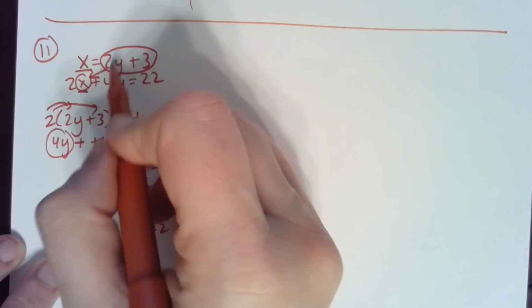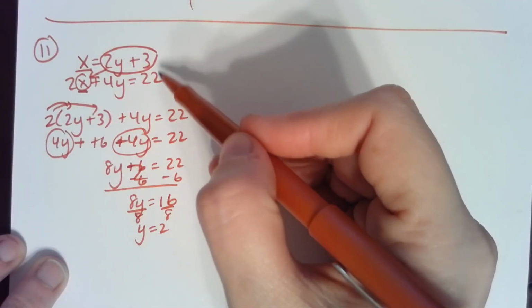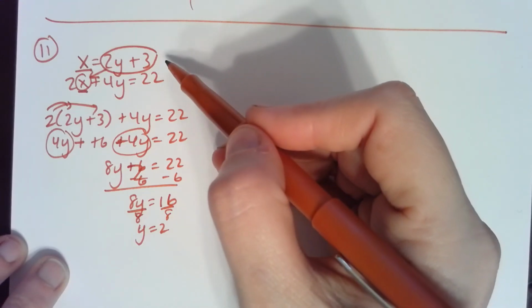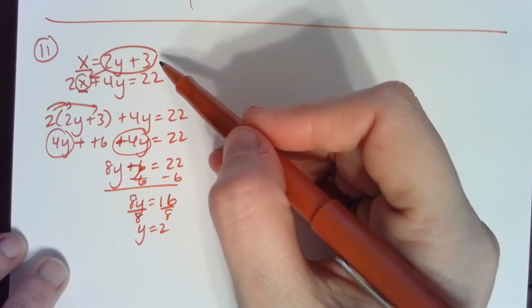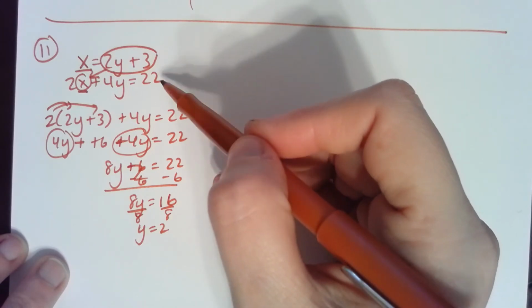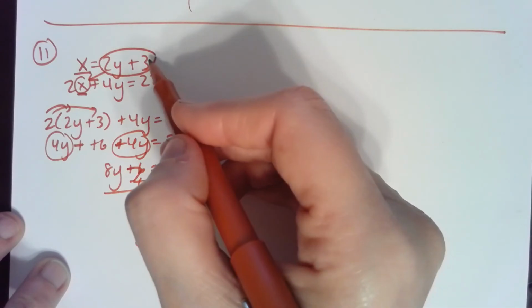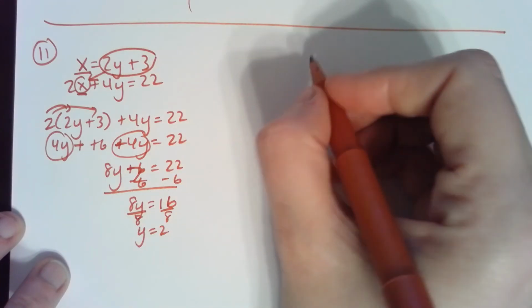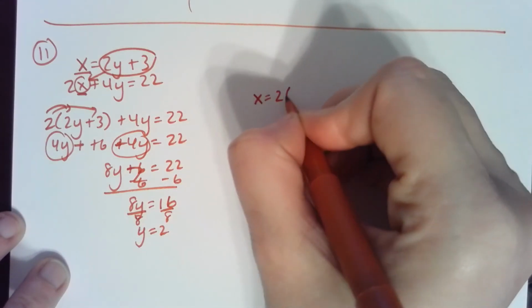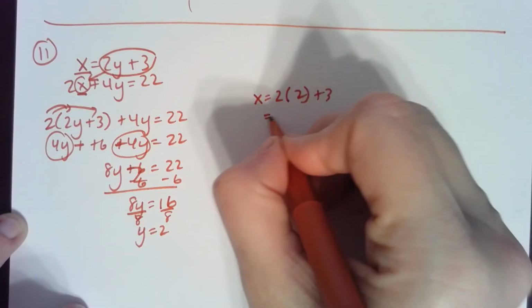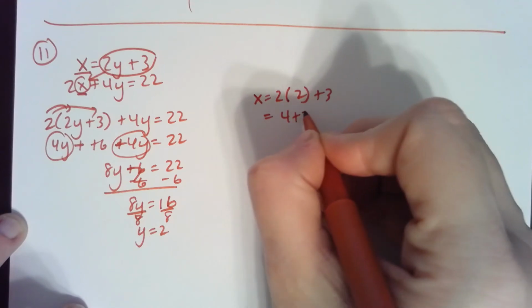Again, I could use this one, but that one looks easier because I want to find x. x is by itself. I won't have to do any working backwards. There may come a time soon where you have no choice but to work backwards and use a standard form because that's all you'll have. But if I have a choice, I'm going to use one with an isolated variable. So x equals 2 times y. y is 2, plus 3. That means 4 plus 3, which means x is 7.